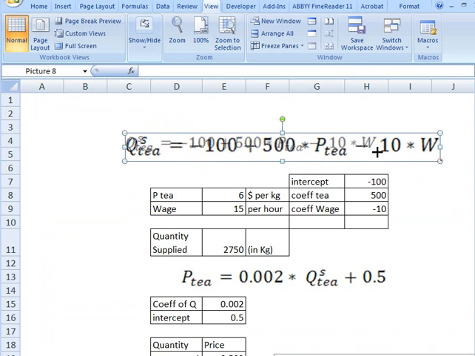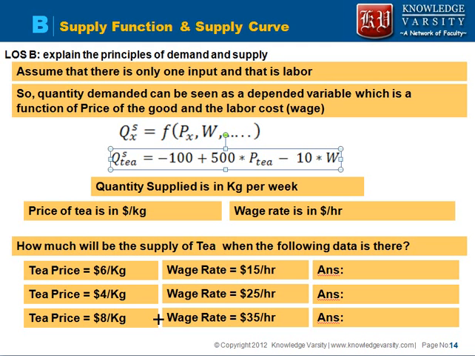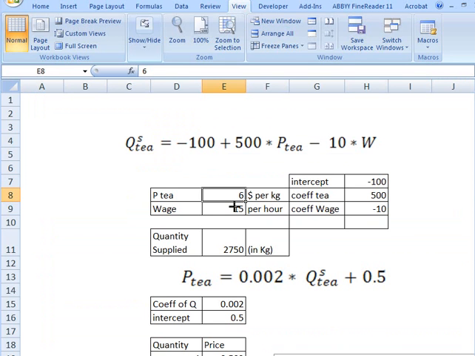So what we are saying is the price of tea is 6 per kg, and the wage rate is 15 per hour. We have an intercept of 100. This is the intercept. The coefficient of T is 500. The coefficient of wage is 10.